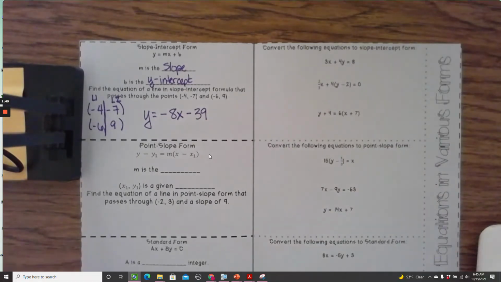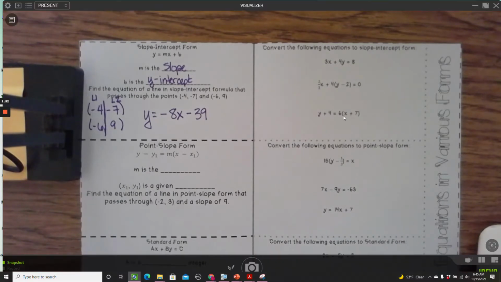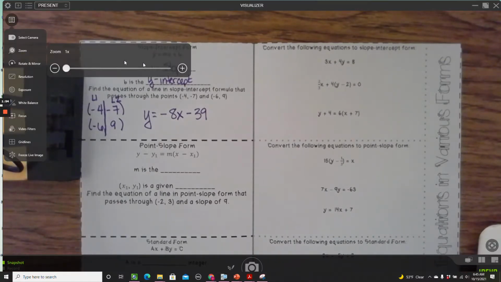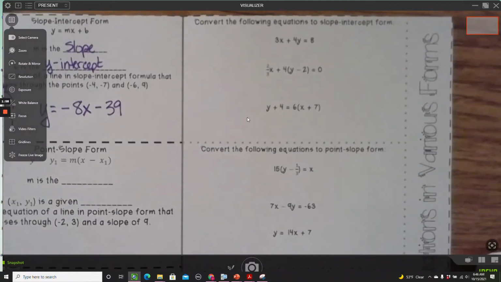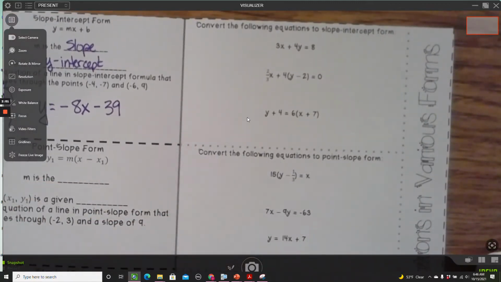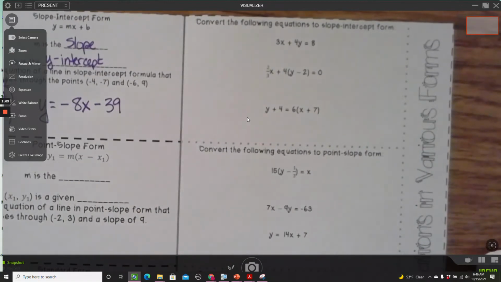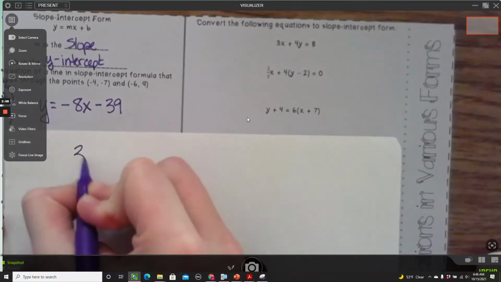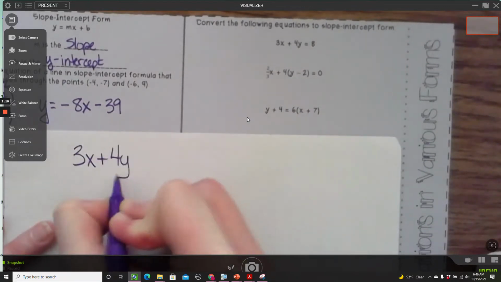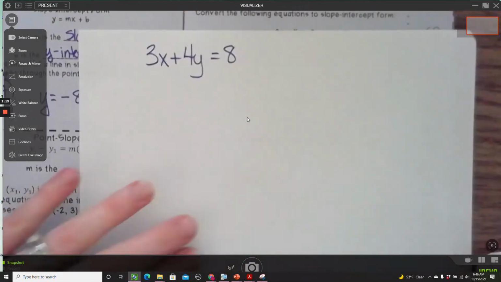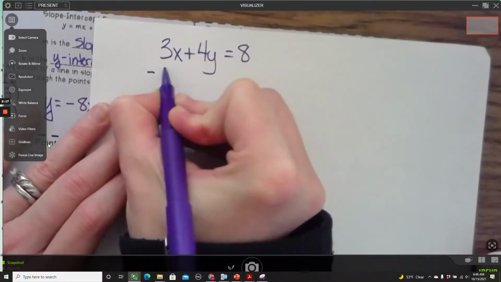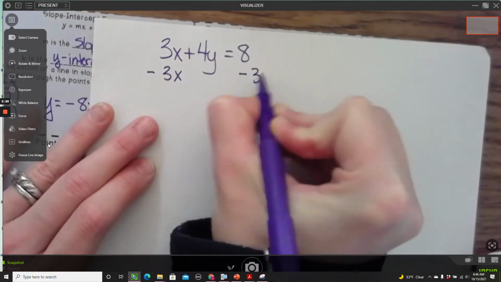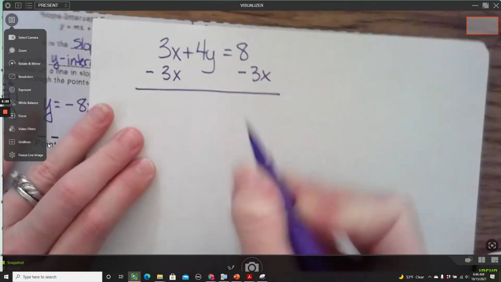Now we're going to take these different forms and convert them to slope-intercept form. I'm going to zoom in a little bit just so we can see these better. The name of the game is to get y on a side by itself. I'm going to use a separate sheet of paper so I can write big and you can see what I'm doing. If I want y by itself, the first thing I have to do is move this 3x. To move it, I'm going to subtract it from both sides.